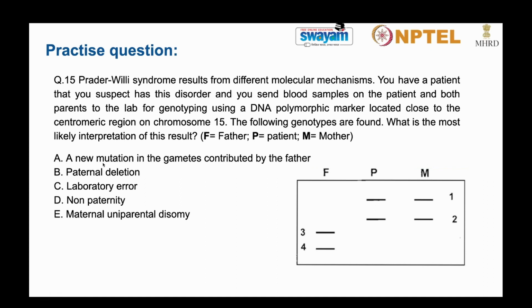These are the options. Option A is a new mutation in the gametes contributed by the father. Option B, paternal deletion. Option C, laboratory error. Option D, non-paternity. And option E, maternal uniparental disomy. So now observe this graph and tell me what you think. What are your interpretations? Maternal uniparental disomy. Yeah, anyone else?